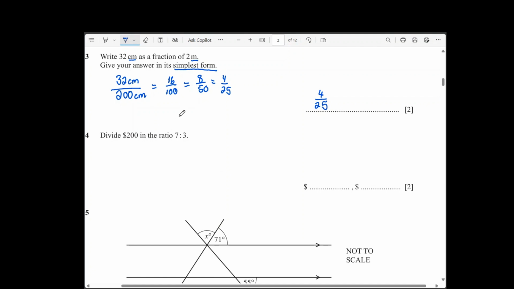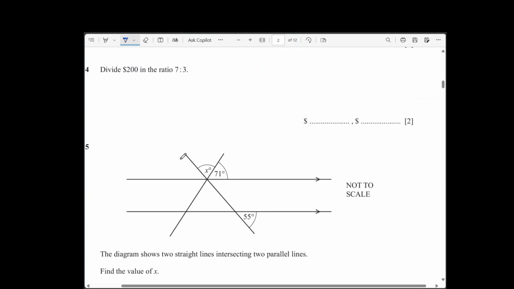Question 4. Divide $200 in the ratio 7:3. So first thing we are going to do, add those ratios. So we say 7 plus 3 is equal to 10. Perfect. Now we are going to find the unit price by dividing this total, which is 200, by 10, and that gives us 20.